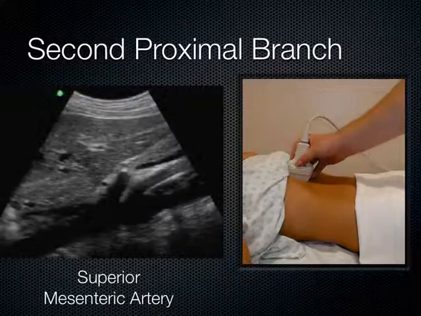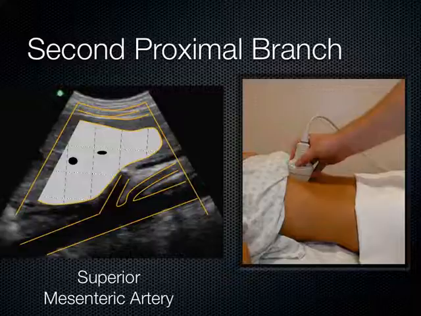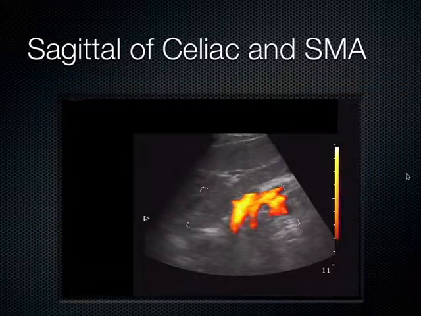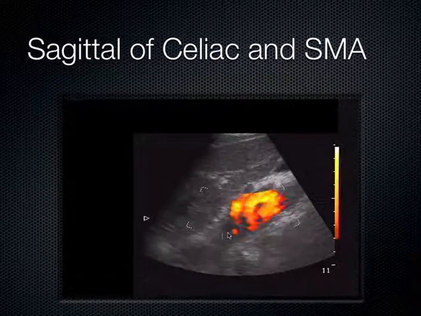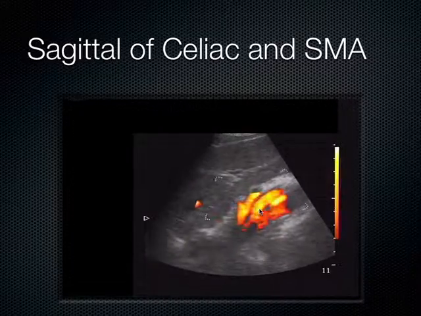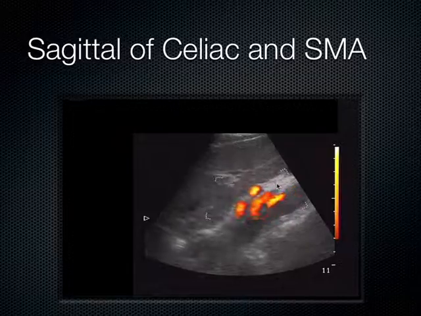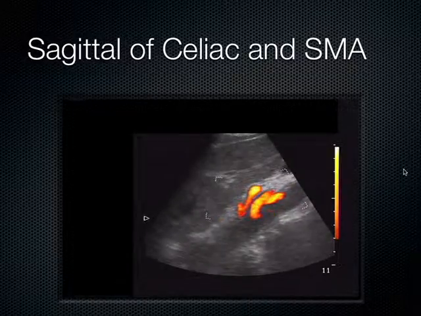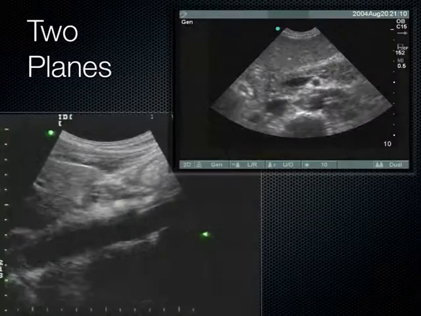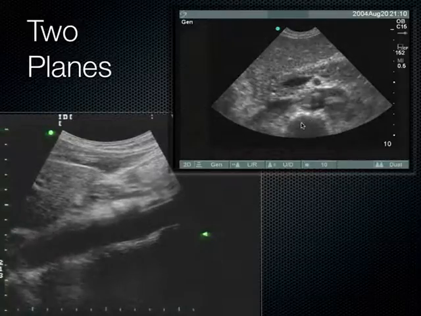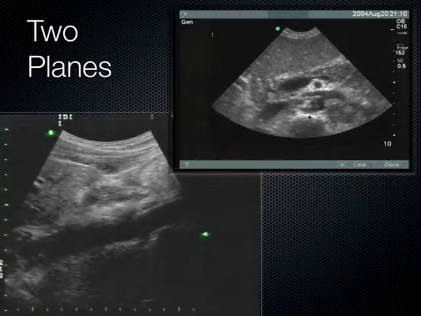Sagittal view here of the superior mesenteric artery. It's the second branch off the abdominal aorta. Pretty easy to see there in its sagittal plane. This is also sagittal. Here's the aorta. Here's that celiac axis. Below it is the superior mesenteric artery. Pretty easy to see with a powerful Doppler. But you always, again, want to look at things in two planes. We're going to go now to this transverse plane. I'll go through this a couple of times.